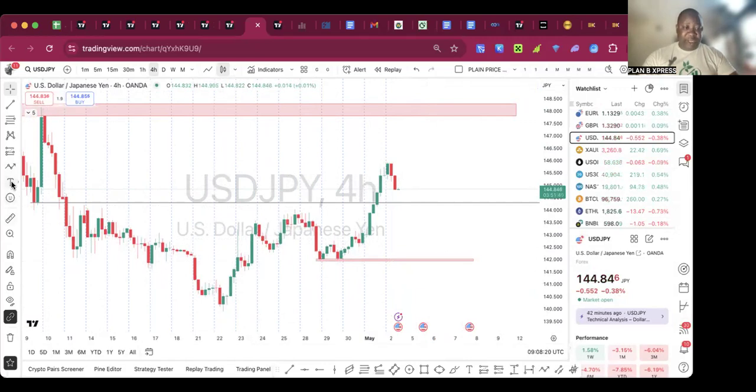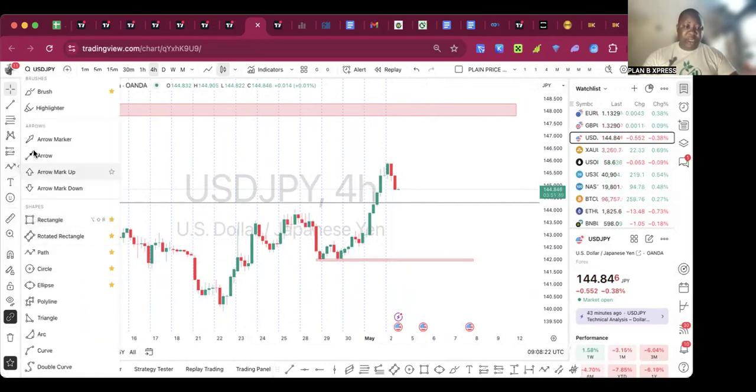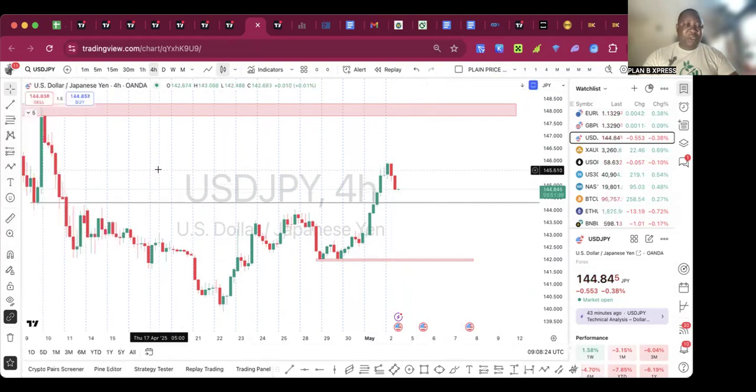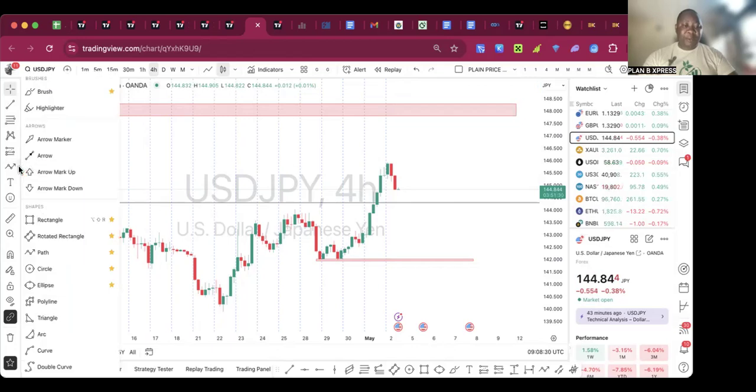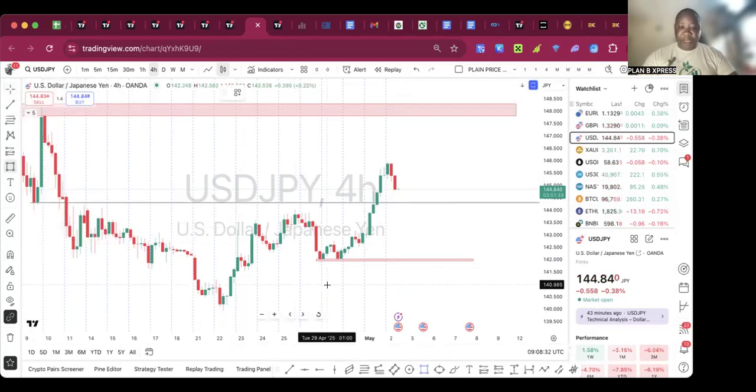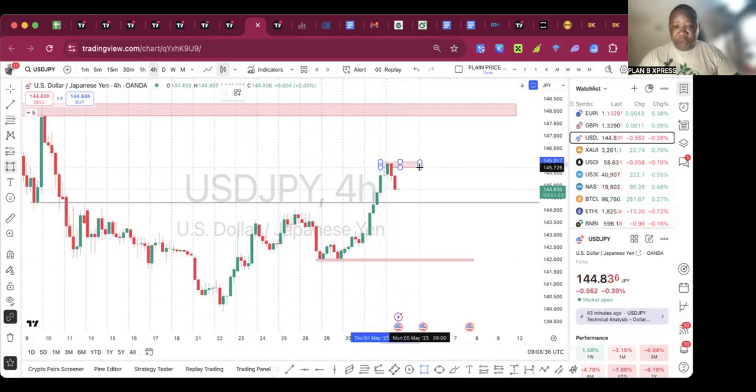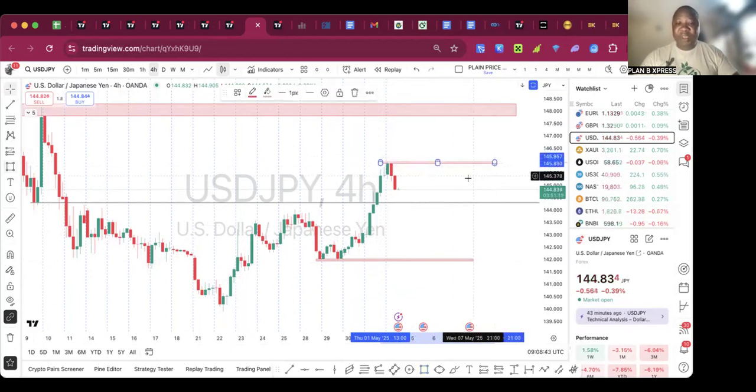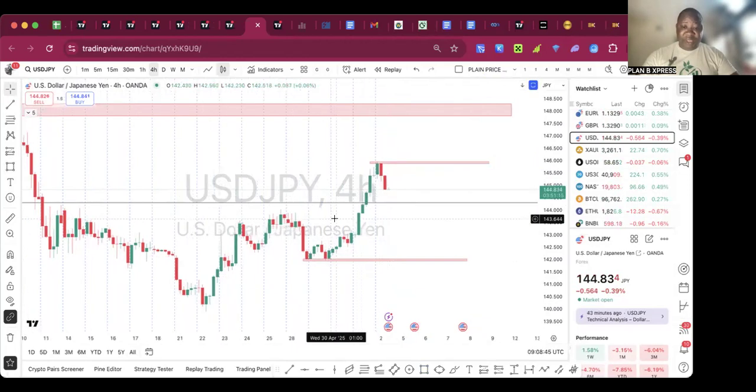What we use in marking this is called the rectangle. Look at it. You are going to take an assignment and place your cursor on each of these tools so that we're able to identify them. So I'm taking the rectangle and I pick it. So I draw it on this top here. All right. So here I draw, this is a resistance, okay? This is a resistance, this is a support.